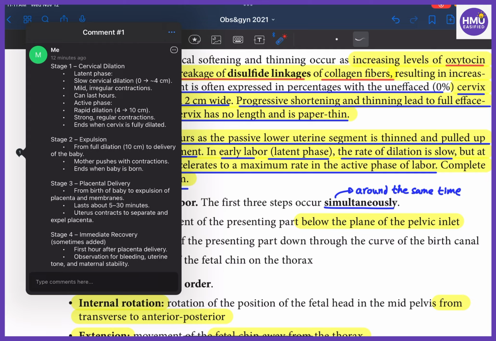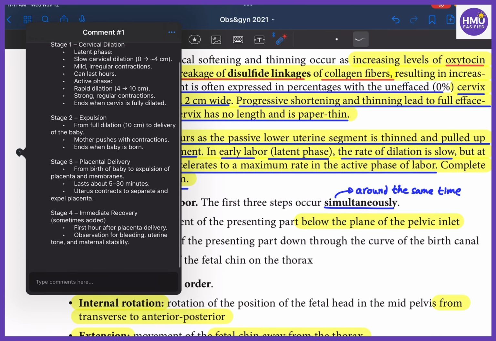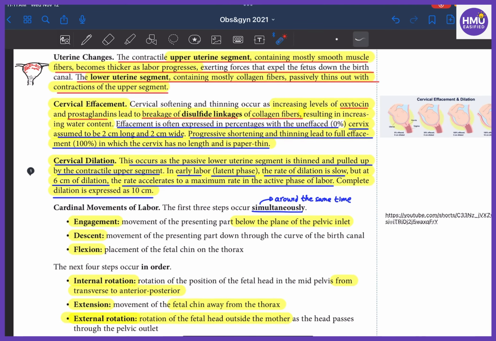Stage 3, after the baby is born, something else also has to follow, which is the placenta. From birth of the baby to expulsion of the placenta and membranes lasts about 5 to 30 minutes. The uterus contracts to separate and expel the placenta. Stage 4 sometimes happens, recovery and so on.